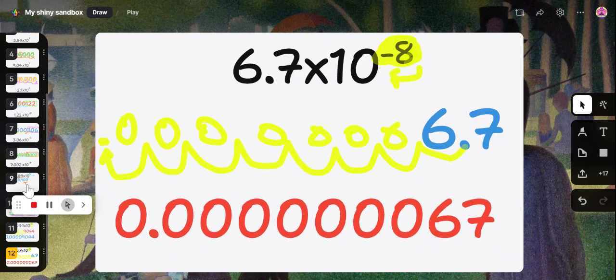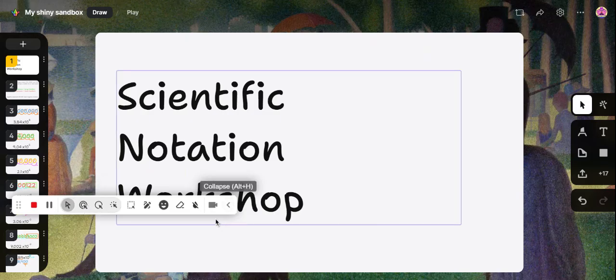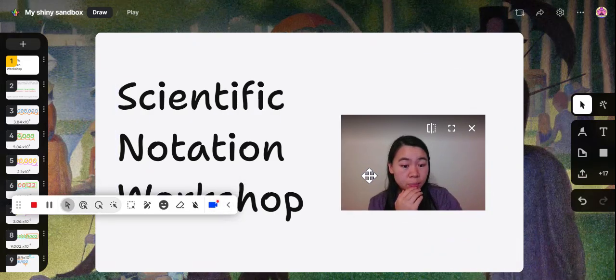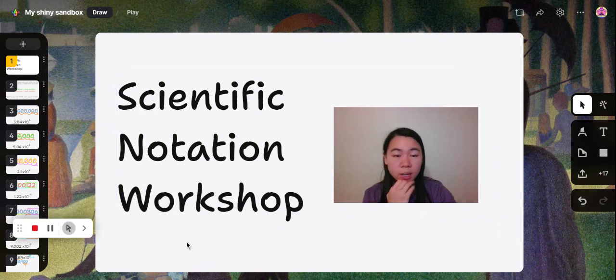Okay, so I did several examples here. I did 10 examples. We did problems where we're changing from scientific notation to standard form. We did examples where we did standard form to scientific notation. We practiced very large numbers and very small numbers.